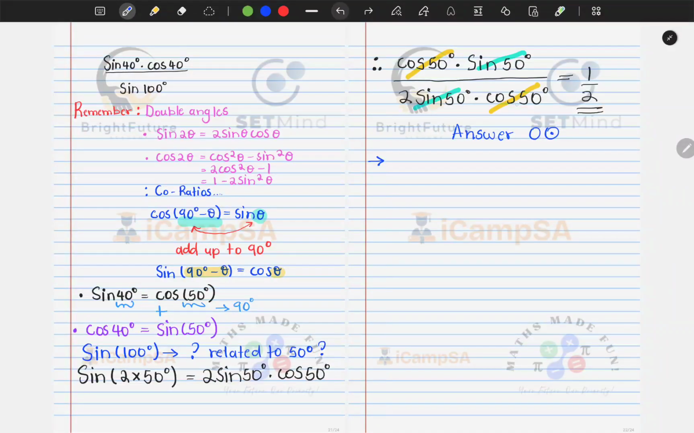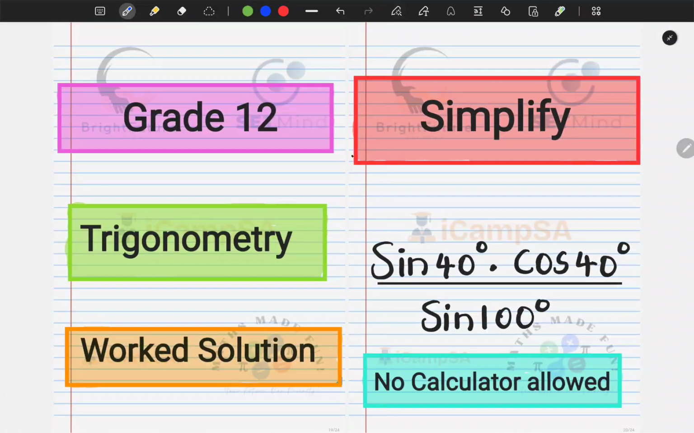It was a very easy one, but you just had to have an appreciation of the different identities. So it's sine of 40 degrees times cos of 40 degrees divided by sine of 100 degrees, and the answer which we get is 1 over 2. I hope this makes sense and you actually understand how we solve this problem.